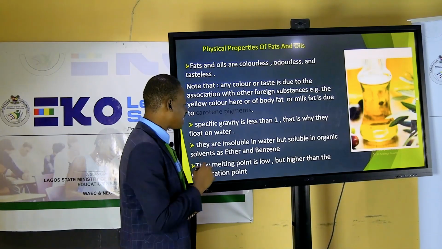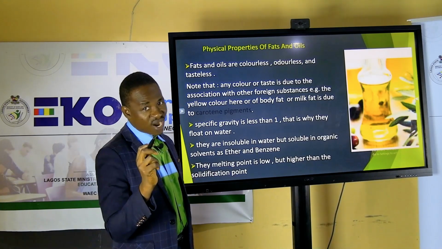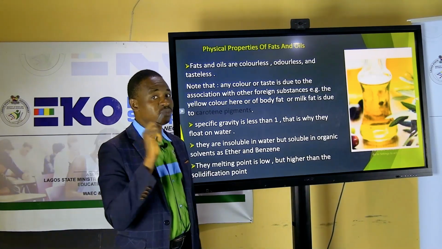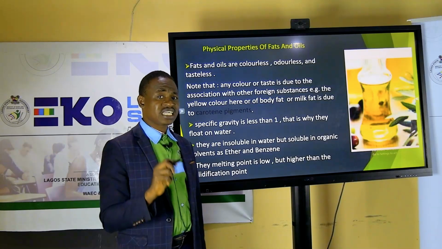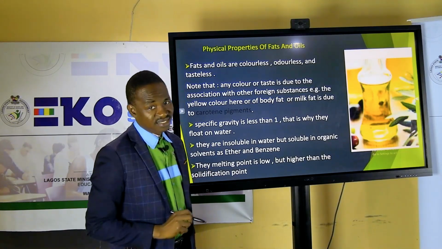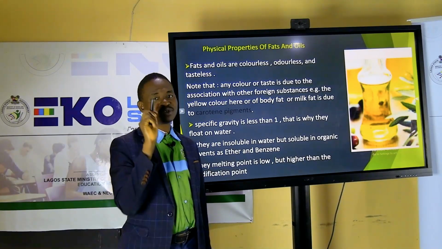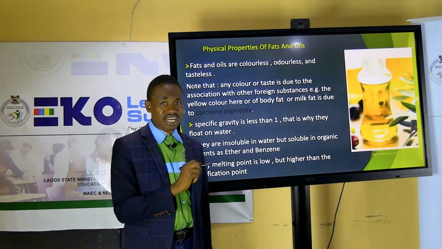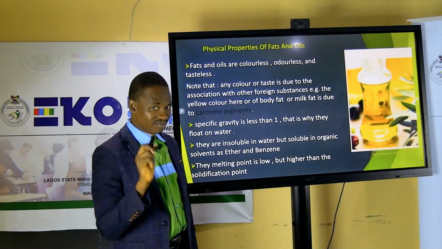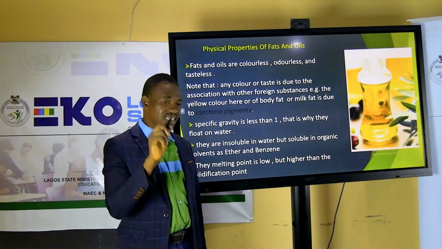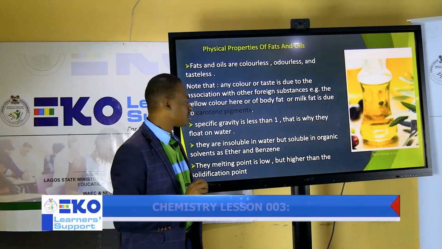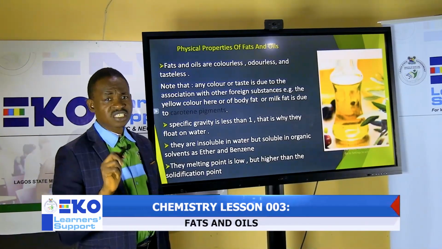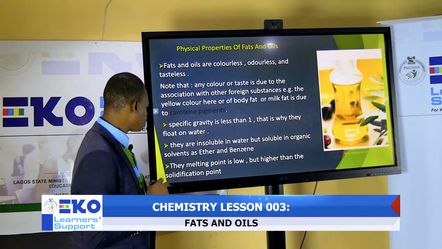Fine. Yeah, they are insoluble in water. Why? Because they are organic substances. They can only be soluble in organic solvents. Therefore, they can only be soluble in what? Organic solvents. Examples of organic solvents: ethanol. Get it? Benzene. Yeah, they can only be soluble in organic solvents. Therefore, when you put your oil in water, it will remain what? Insoluble. Good.